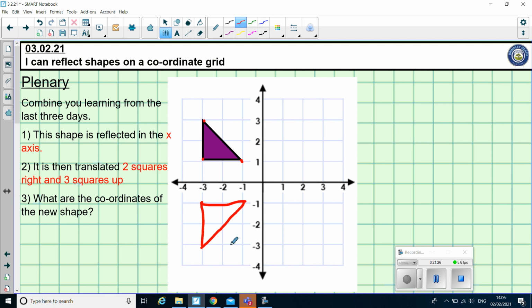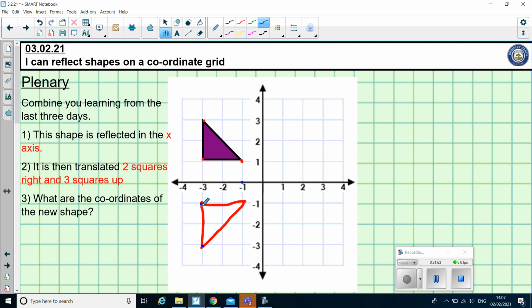Then that shape is translated 2 squares to the right and 3 squares up. So next I need to do exactly like I was doing yesterday in translation. I need to move each vertex one at a time. So we're going 2 squares right, 3 squares up. Use a different pen this time. I'm going to start with this vertex, 2 squares to the right and 3 squares up. 1, 2, 1, 2, 3.